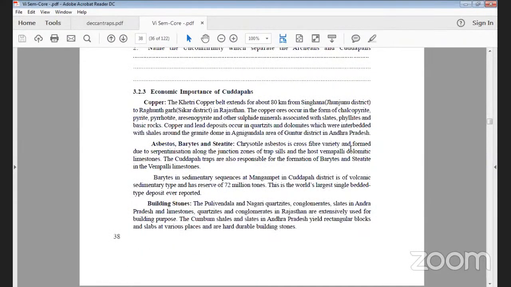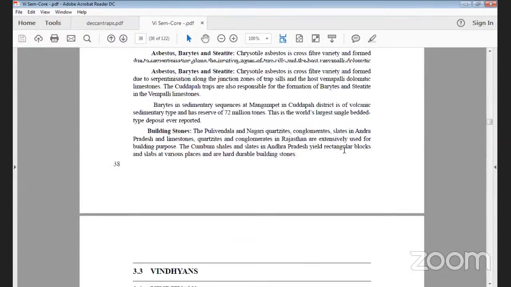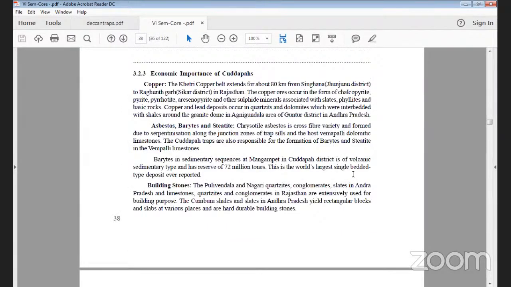What is the economic importance of the Cuddapah basin? Copper, asbestos, barite, steatite, and building stones. These are the major economic minerals which we will get from the Cuddapah basin.